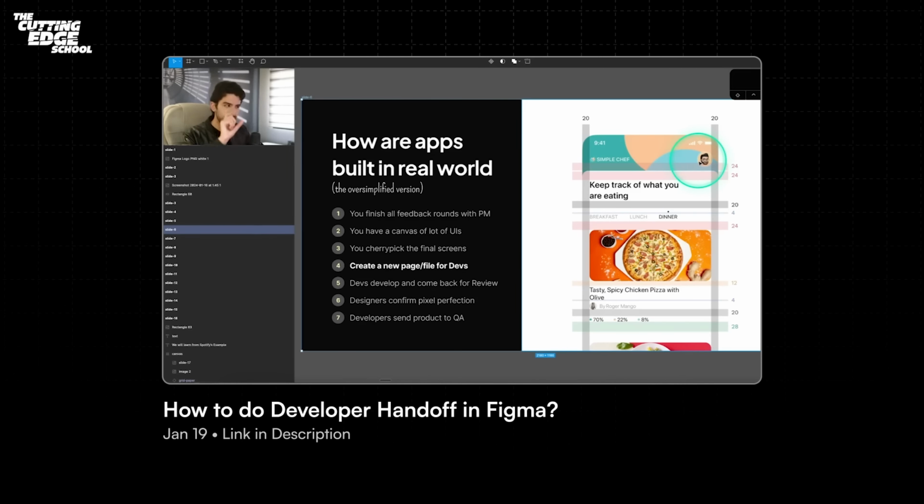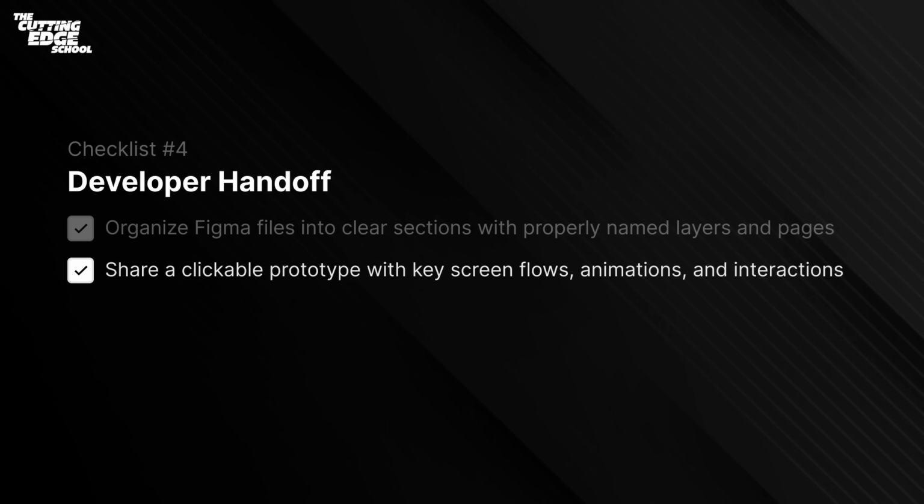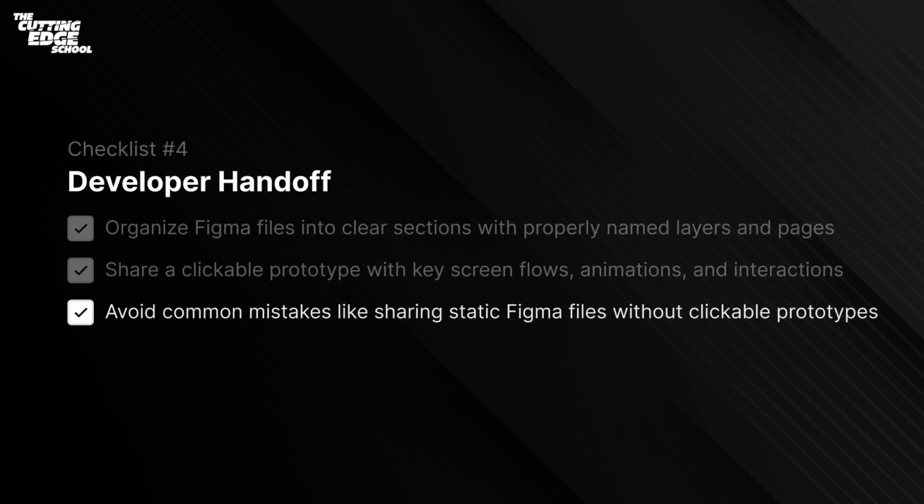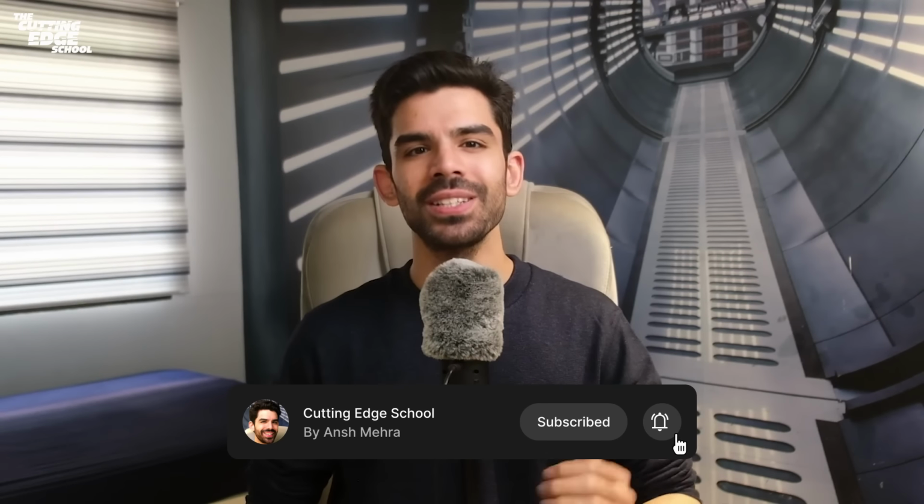For your developer handoff, I again have made a very detailed video which I will share in the description, but the baseline requirement is that you need to organize your Figma files into clear sections with properly named layers and pages. You have to share a clickable prototype that demonstrates all of your important screen flows, your animations, and your interactions, because common mistakes that junior designers make include sharing static Figma files without clickable prototypes, and overlooking a bunch of edge cases during the handoff process, causing unnecessary back and forth for developers and the PM.